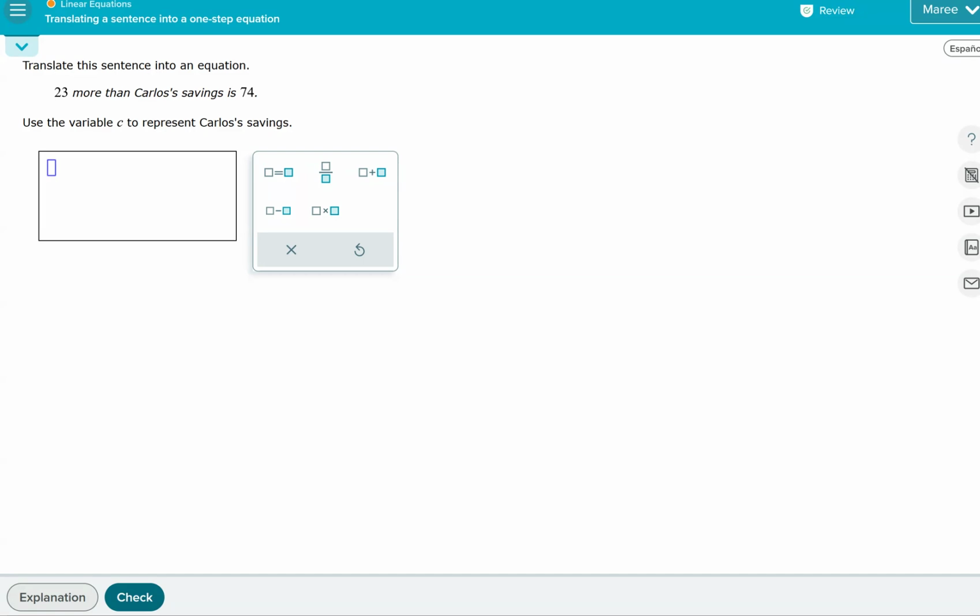So let's start this. When you see more than or less than, that's going to go at the end of your statement. Now this is, I guess, your phrase. We're not at the equal sign yet, so we're on the left side of the equal sign. So we have 23 more than. So we're going to put plus 23. So it's more than what?